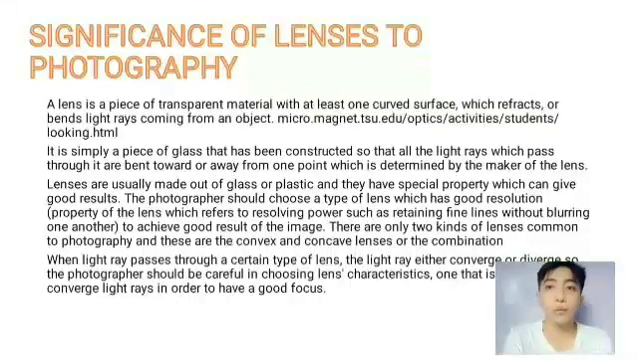Lenses are usually made out of glass or plastic, and they have special properties which can give good results. The photographer should choose a type of lens which has good resolution, which refers to resolving power, such as retaining fine lines without blurring, to achieve a good result of the image. There are only two kinds of lenses common to photography, and these are the convex and concave lenses or the combination.